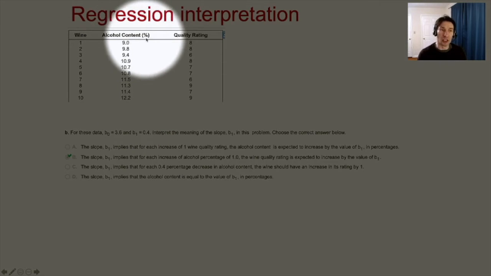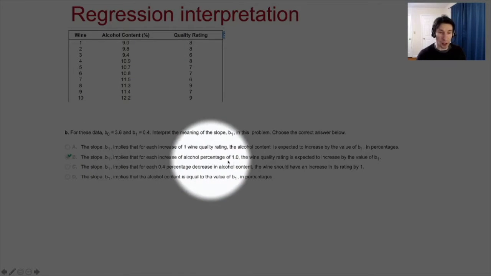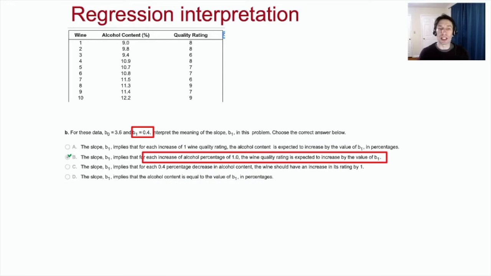What is a 1 unit change right here? In this case, it's a 1 percentage point. And so the correct answer is this one. For each increase in alcohol percentage of 1 percentage point, the wine quality rating is expected to increase by the value B1, 0.4.